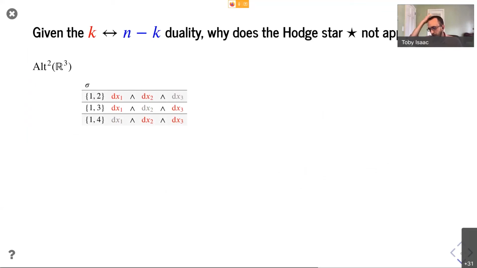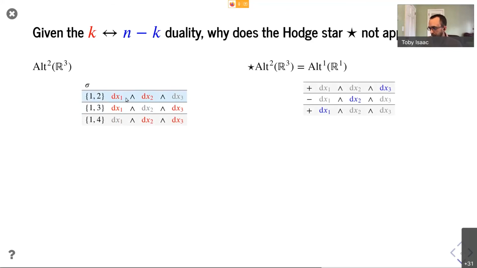And the first thing that surprised me is that we have this k, n minus k duality. Why isn't the Hodge star being used in these constructions? So for instance, in 3D, we've got this pretty clear thing where I can take the Hodge star from dx1, dx2 to dx3. Why doesn't the Hodge star appear in any of the definitions on the previous slide for constructing maps between k and n minus k forms?